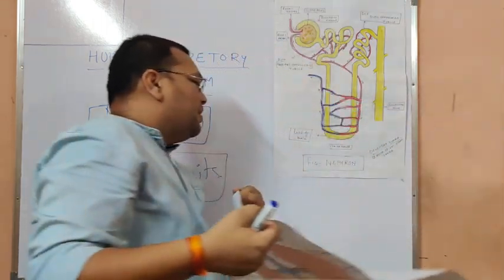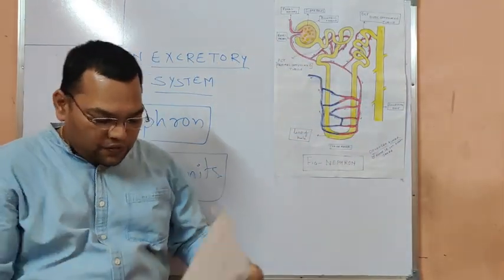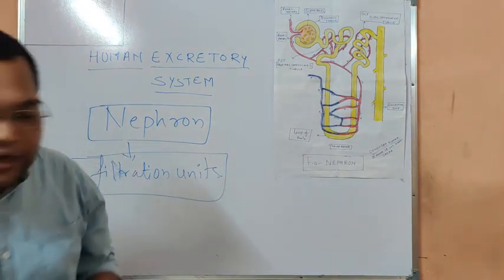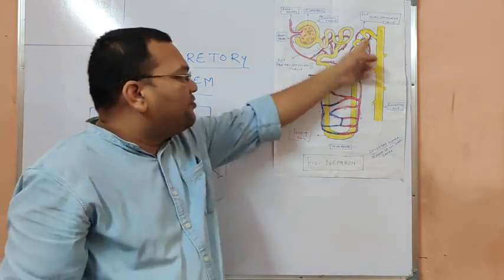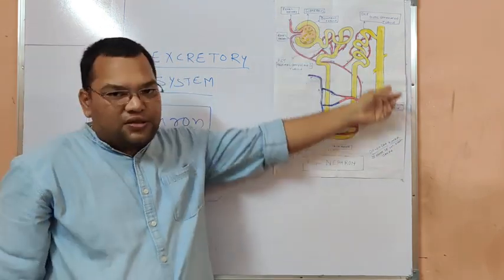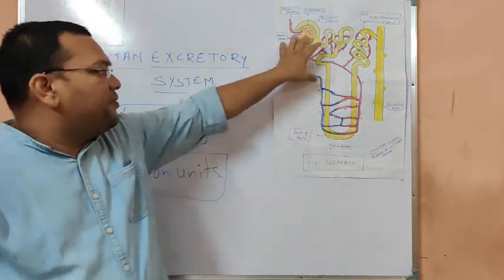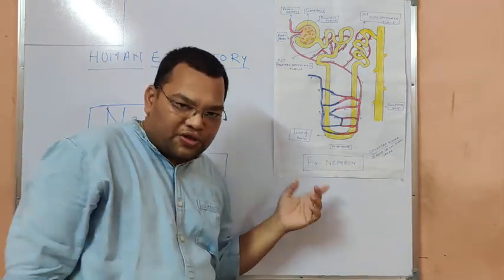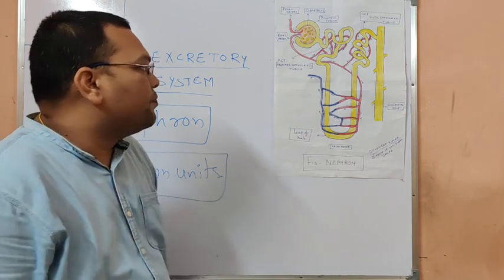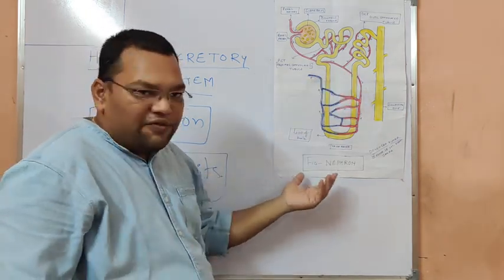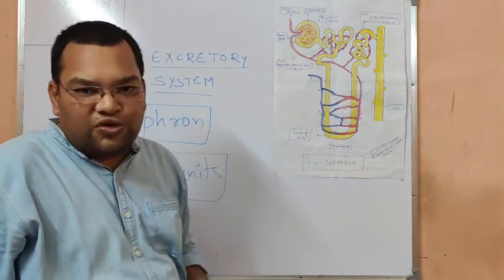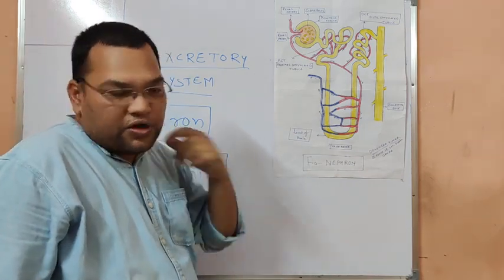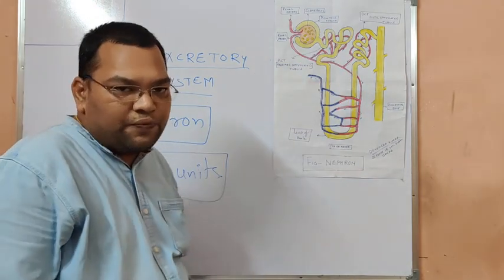So here is the diagram for the nephron. The nephron is the filtration unit of each kidney. We are going to talk about each and everything of the nephron. This diagram is also there in your book, in the last section. All the filtration occurs in the nephron. Now, what are the various parts of this nephron?